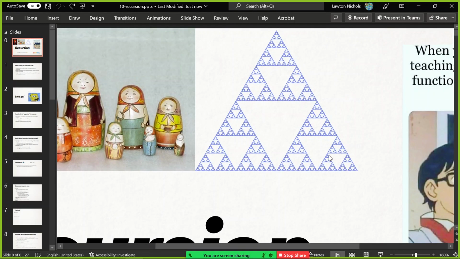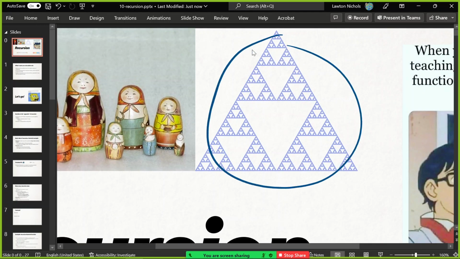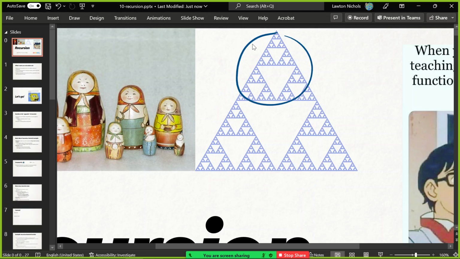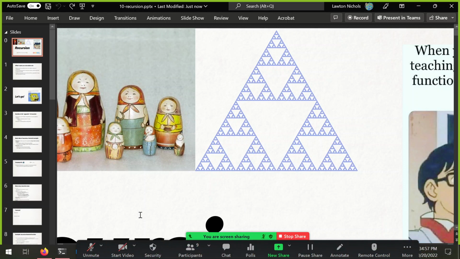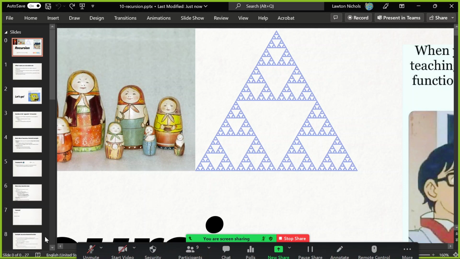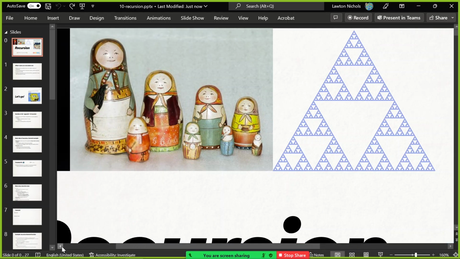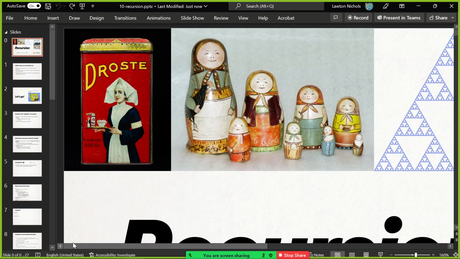Here is a fractal. Here's the big fractal. There's the fractal inside of itself. There's the fractal inside of itself. And in every direction, right? You just keep on zooming in, you see the same thing. Find the problem inside of itself. Same with these Russian stacking dolls. Click, click, click. Smaller doll inside of a doll, right? That's the problem we're going to be looking into.